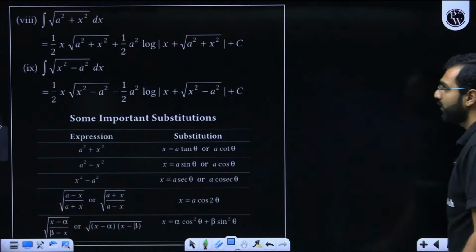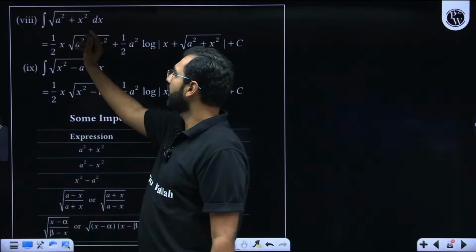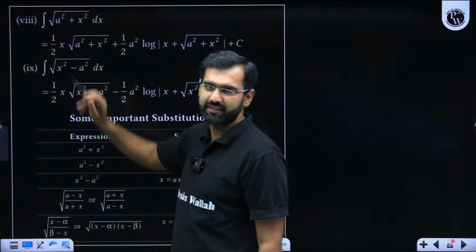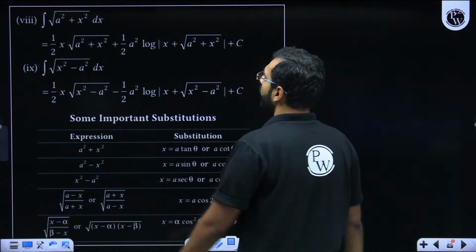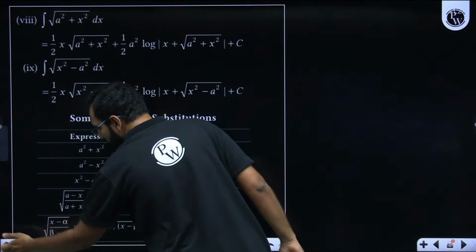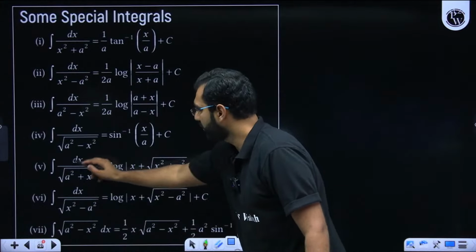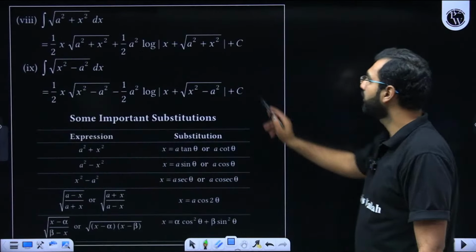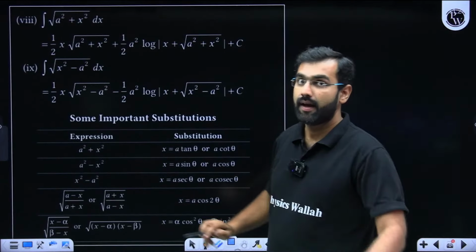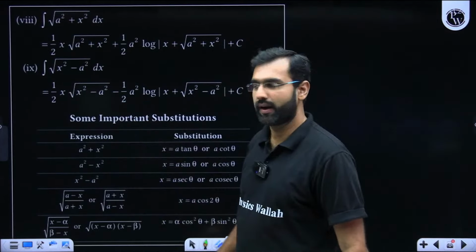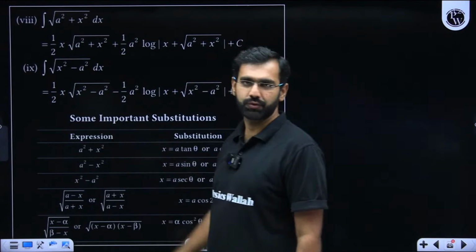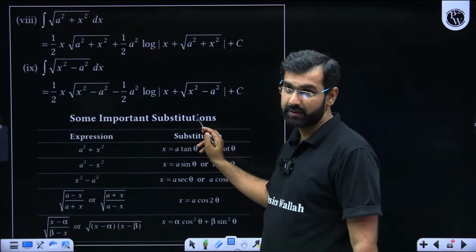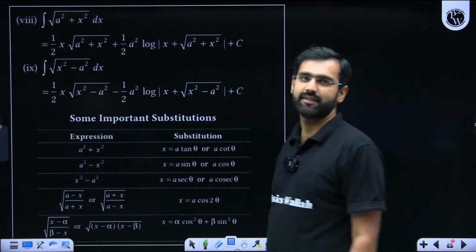What similarity am I trying to show you here? See, a square plus x square: x by 2 times under root a square plus x square. Then for a square plus x square, I hope you remember what the formula was. In that case, just repeat that part here. For under root x square minus a square, repeat this: x by 2 under root x square minus a square, minus a square by 2 times, and for under root x square minus a square we remember the formula ln of x plus this. Then do that.